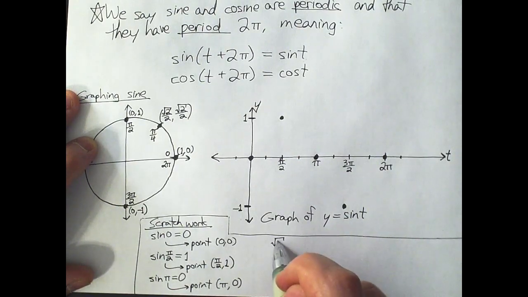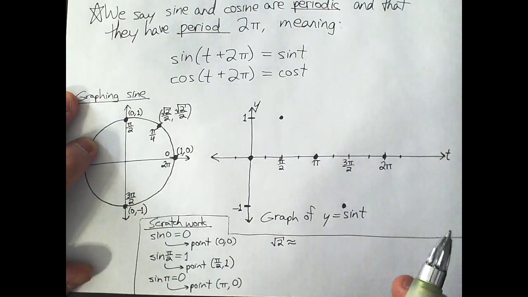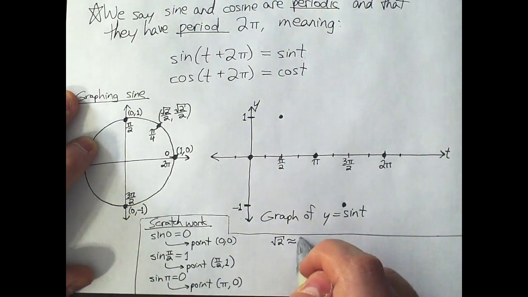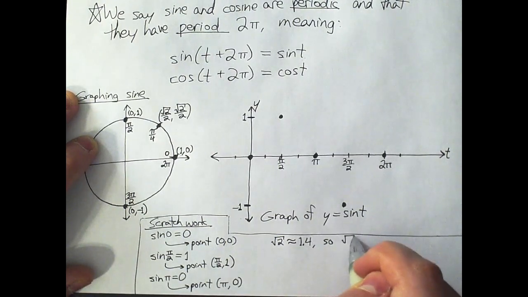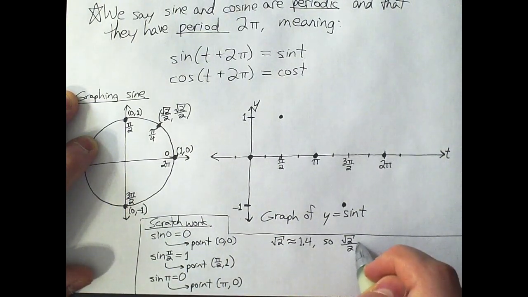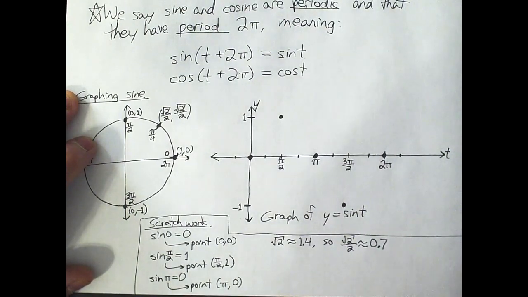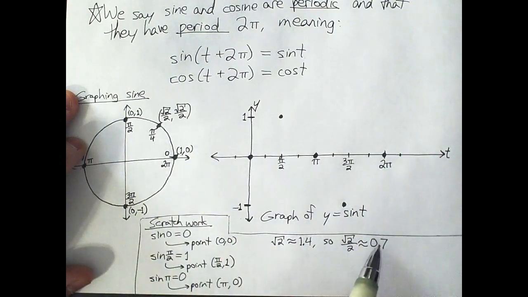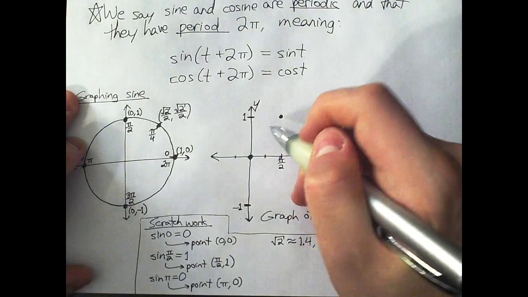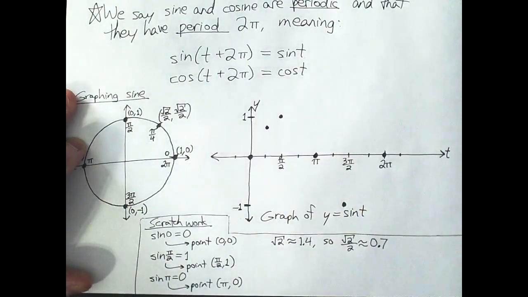Square root of 2, you don't have to know it exactly, but I know it's around 1.4. So, the square root of 2 over 2 is approximately equal to 0.7. So when I draw this point, it's going to be at pi over 4, comma, 0.7. How does that look?